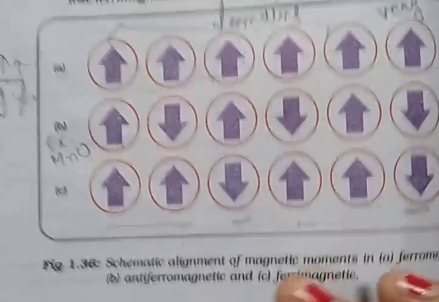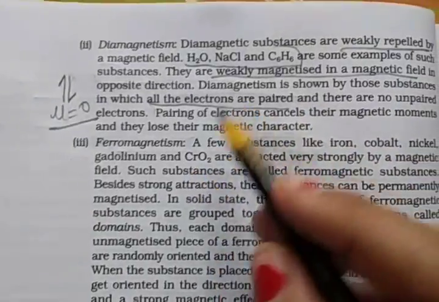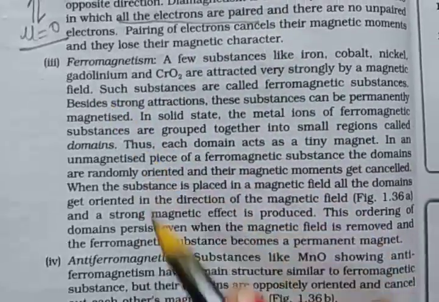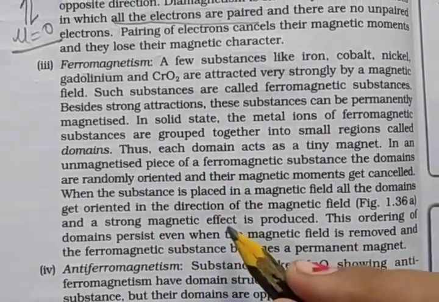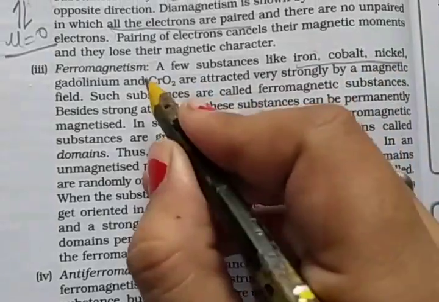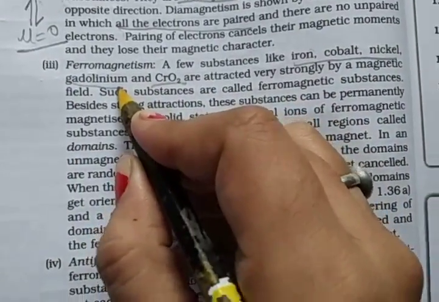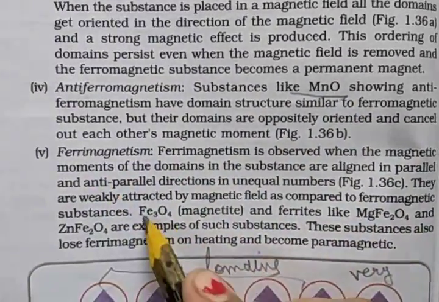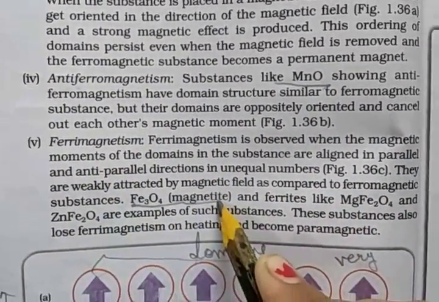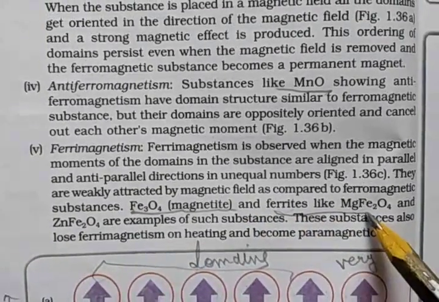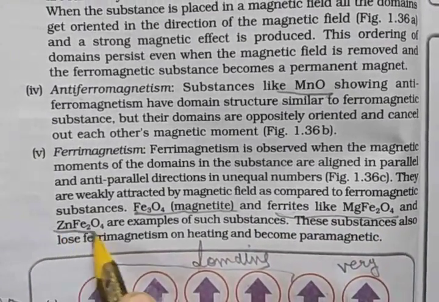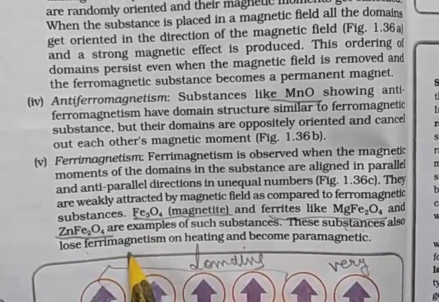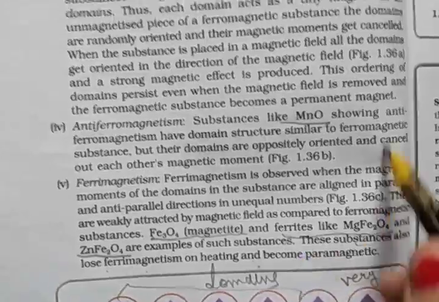Clear? So diamagnetism examples: water, NaCl, C6H6. Ferromagnetism examples: iron, cobalt, nickel, chromium oxide, gadolinium. Antiferromagnetism example: MnO. Ferrimagnetism examples: Fe3O4 magnetite, and ferrites MgFe2O4 and ZnFe2O4. These substances also lose ferrimagnetism on heating and become paramagnetic.